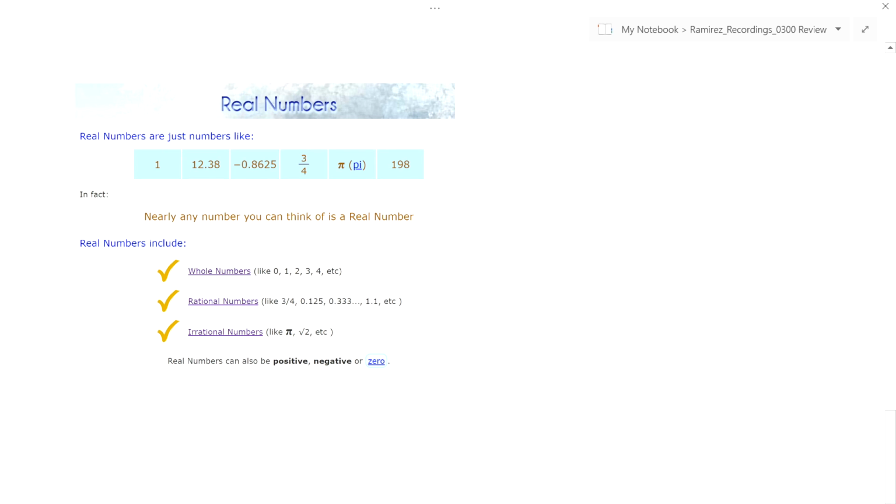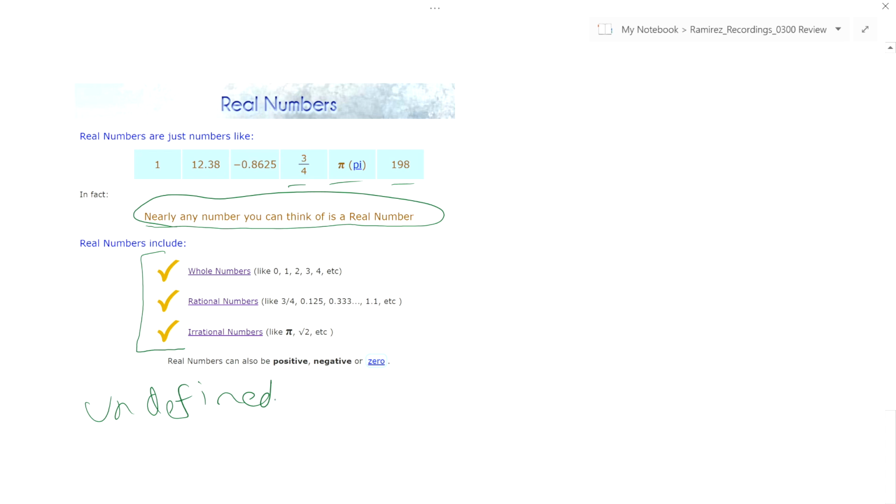Next we have real numbers. And real numbers are just numbers like 1, 12.38, negative 0.865, 3 over 4, pi, 198. You know, almost any number you can think of is a real number. So real numbers include whole numbers, rational numbers, irrational numbers. So you may be wondering, well, can real numbers include everything? Well, almost everything, but they don't include undefined numbers and infinity.